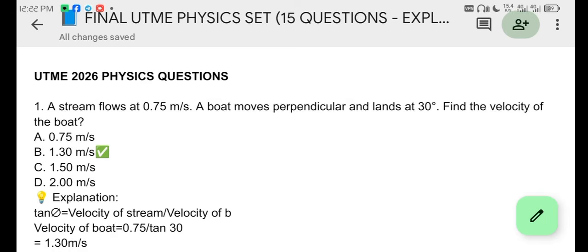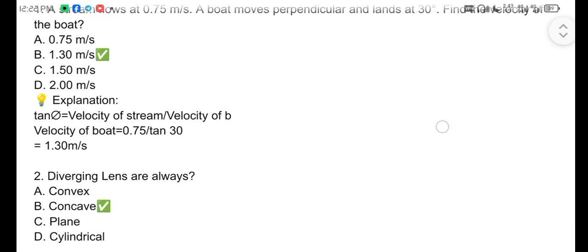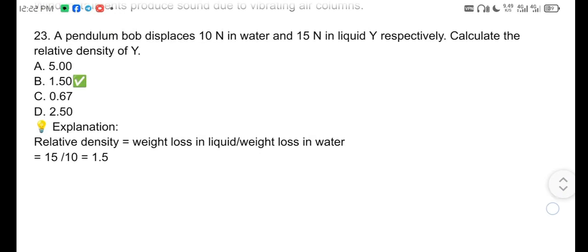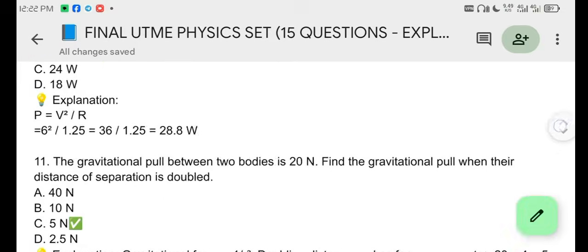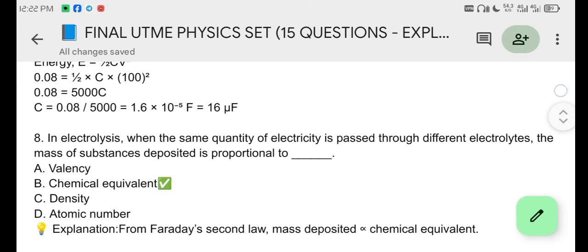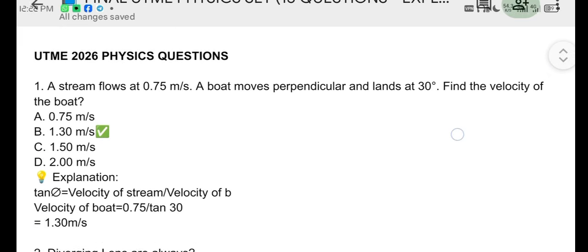So today we'll be looking at UTM 2026 series questions. So far, I've been able to collect 23 questions. We'll be looking at these 23 questions today. All right, so let's quickly start.